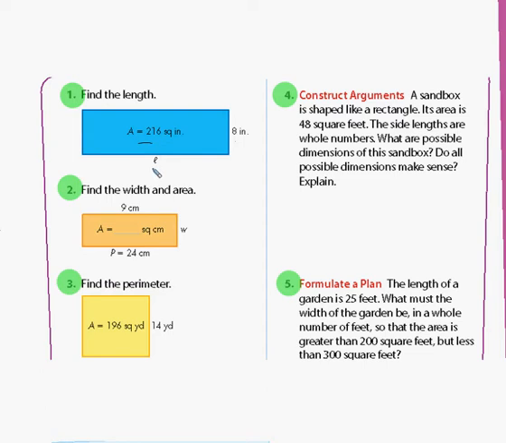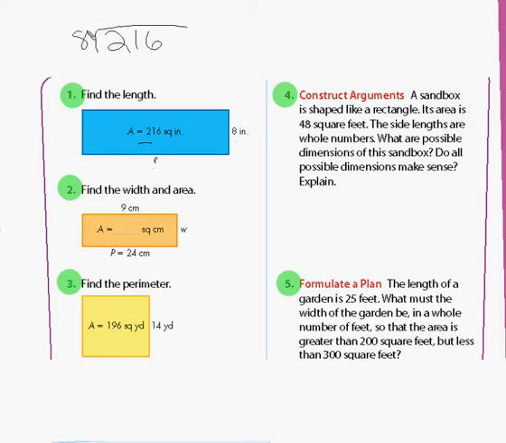When we're finding area, we're going to do length times width. But if we have the area and we're trying to find one of the lengths, we're going to do the inverse operation, which is division. So the problem that we're going to solve is 216 divided by 8.